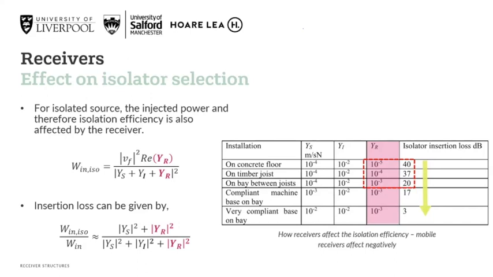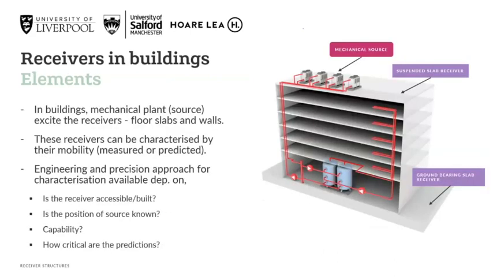Okay, let's move on. So in buildings, as we discussed, we're going to have some floor, slab, and walls, typical receivers for any structure-borne mechanical plant sources that will excite them. And how can we now measure or predict or account for the mobility of these receivers?